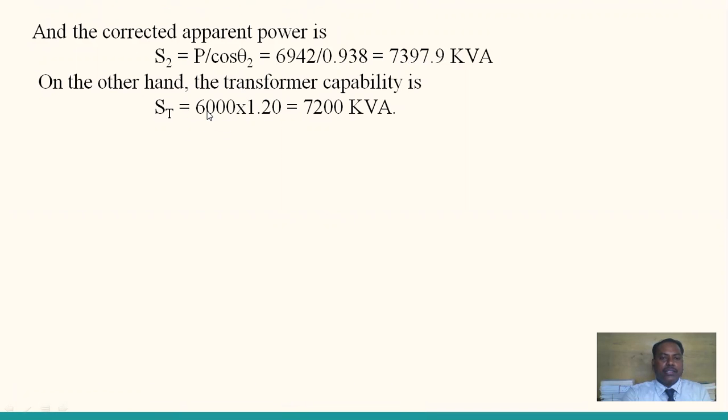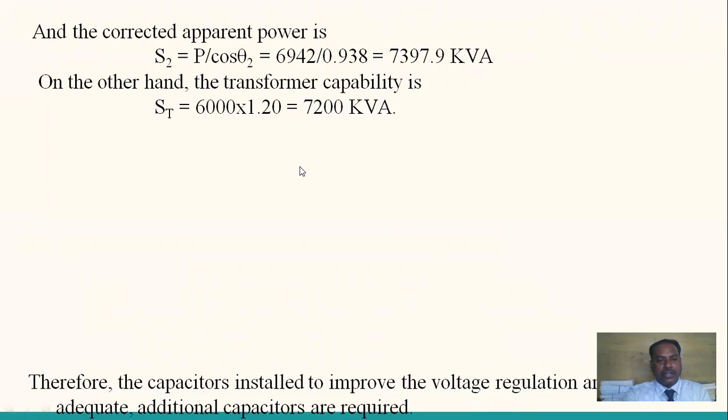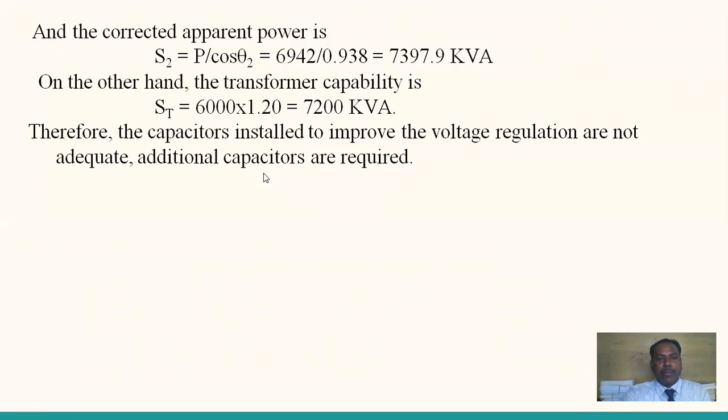And the transformer capability, on the other hand, is 120%. Each transformer is 2000, three transformers, 2000 into 3, 6000 into 1.20, which is equal to 7200 kVA. So this is the required, but existing is 7200. Therefore, we can conclude that additional capacitors are required. The capacitors installed to improve the voltage regulation are not adequate.